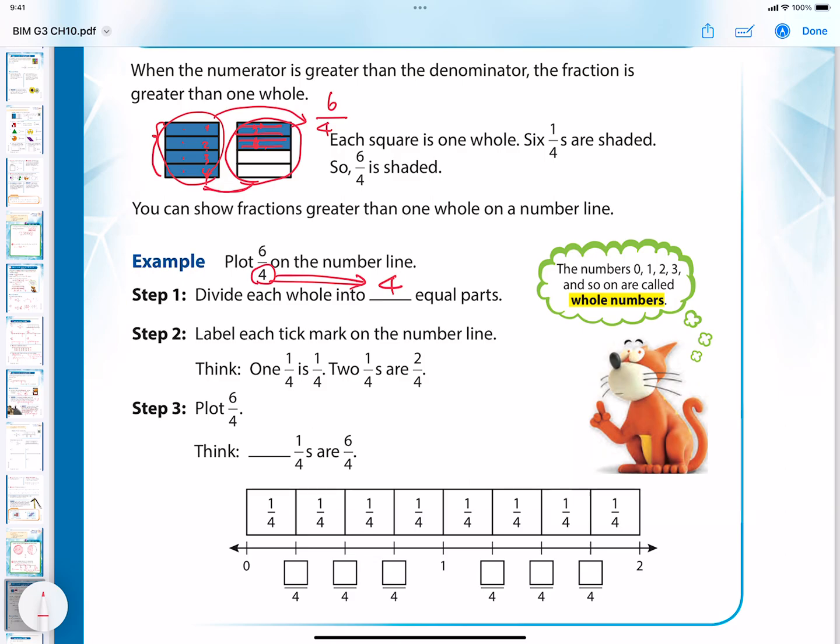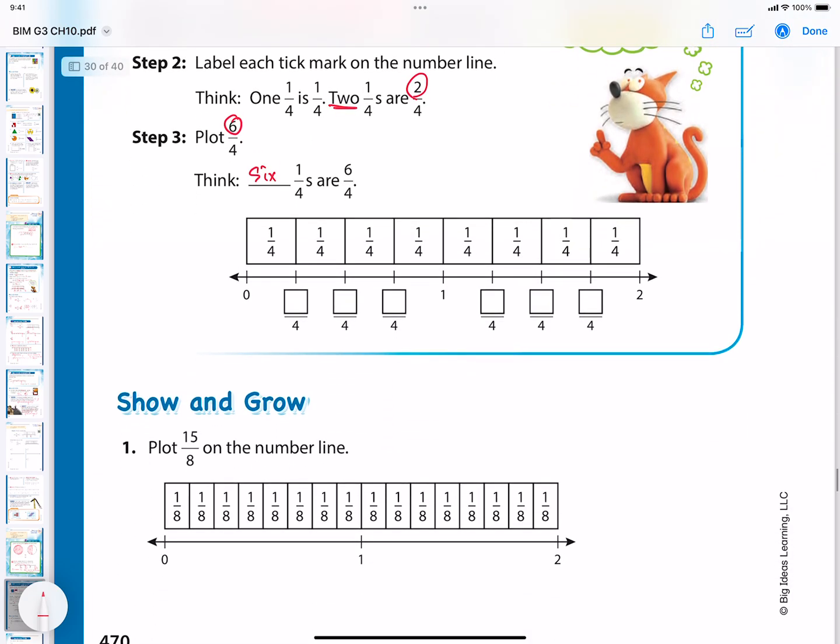Now think, 1 fourth is what? 1 fourth. 2 fourths are what? 2 over 4, right? What about 6 fourths? It's going to be what? 6 fourths are 6 over 4. All right, now let's go ahead. This is a tick mark, right? 1, 2, 3, 4 in where? In one whole. It is split into what? 4 equal parts.